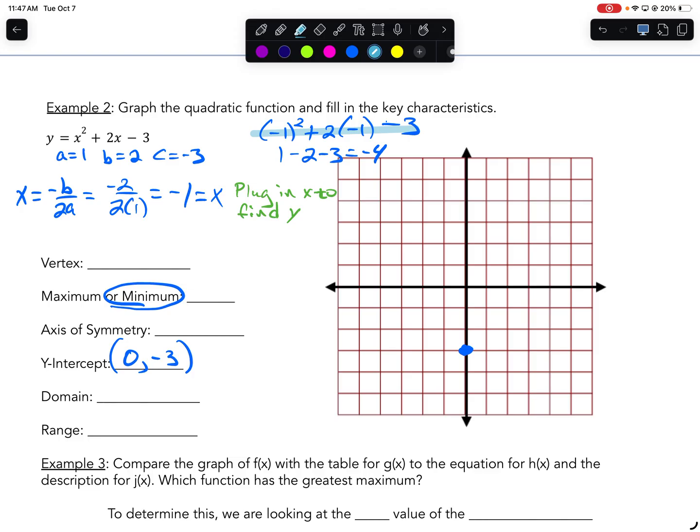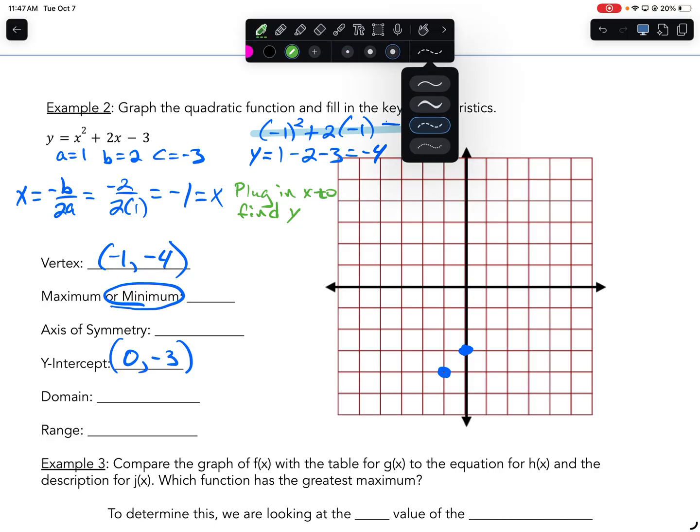So that makes my vertex what? Because this is what y equaled. So what's the x value of the vertex? Negative 1, negative 4. And we can make that point, negative 1, negative 4 is right here. I'm going to also draw on the axis of symmetry because that helps us get the remaining point that we need, the third point to be able to graph.